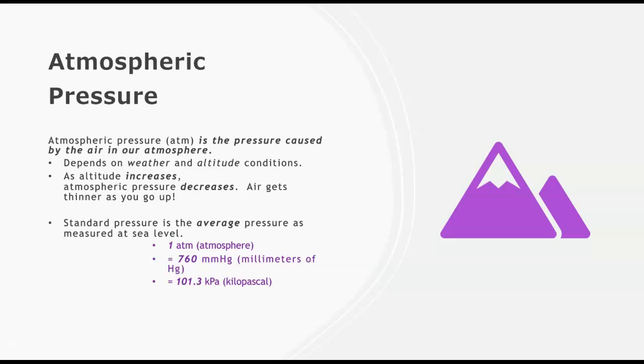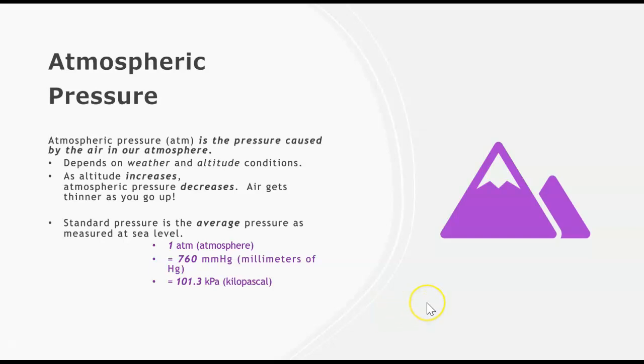When we talk about standard pressure, we're talking about measuring it at 760 millimeters of mercury. That's the pressure that would be at sea level. And if we converted that, that would equal 1 atmosphere. Another unit that we use to describe atmospheric pressure is the kilopascal, and 1 atmosphere would equal 101.3 kilopascals.